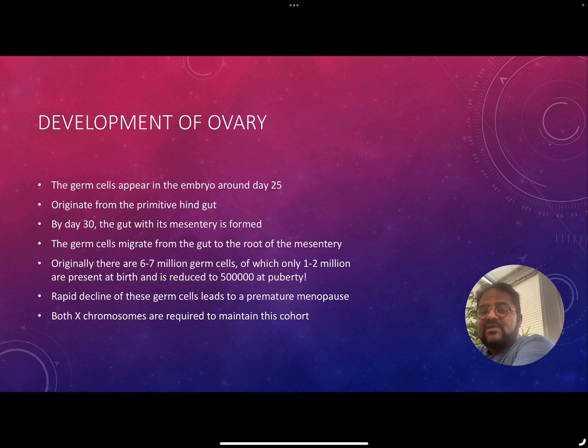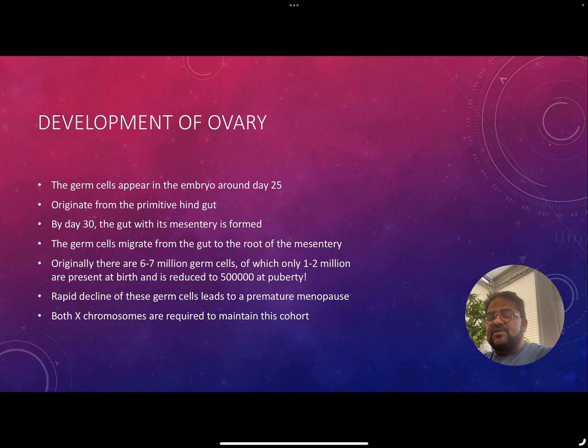Originally there are about 6 to 7 million germ cells, of which only 1 to 2 million are present at birth and is reduced to 500,000 at puberty by the time of menarche. Basically menarche is around 11 years of age average and menopause is 51, so a woman's reproductive lifespan is close to 40 years.